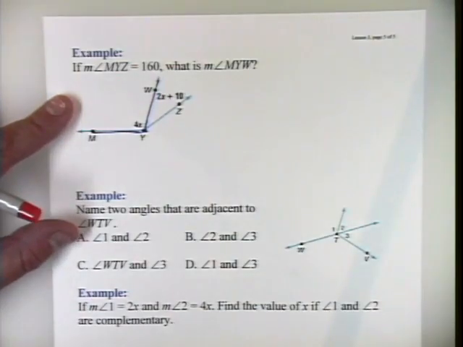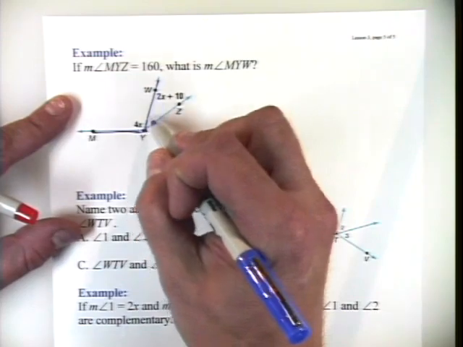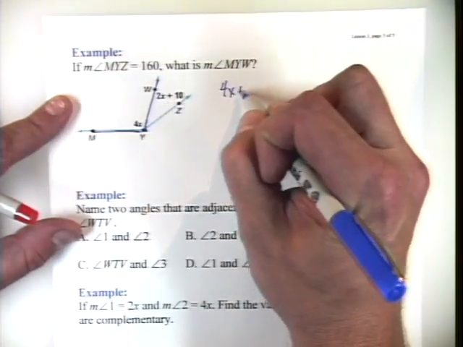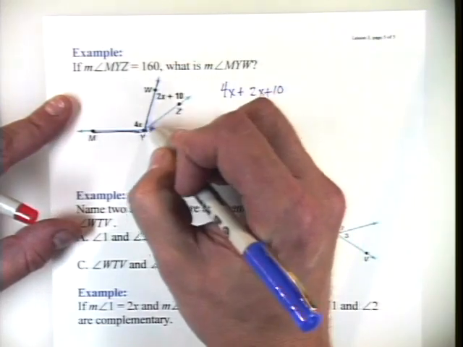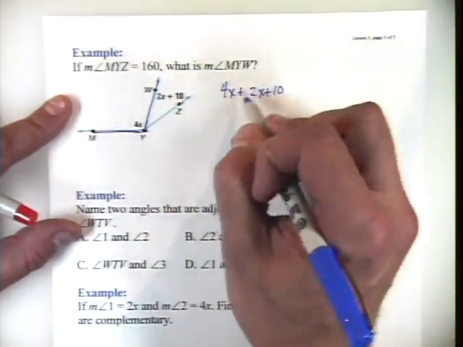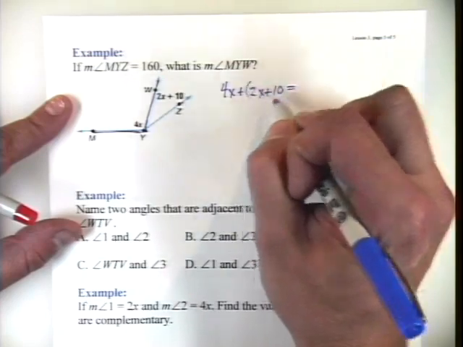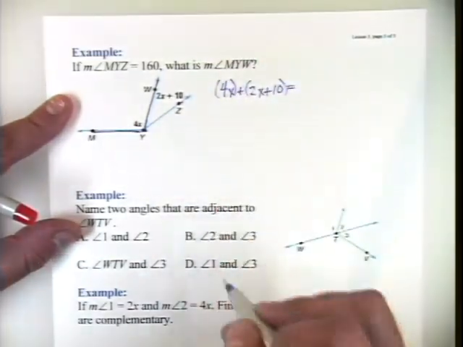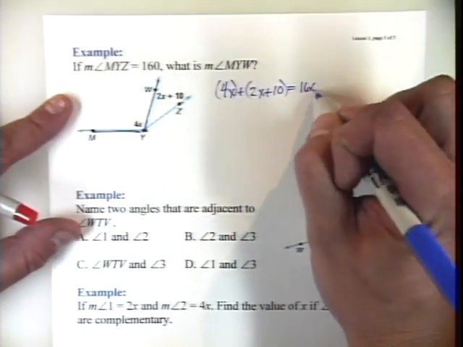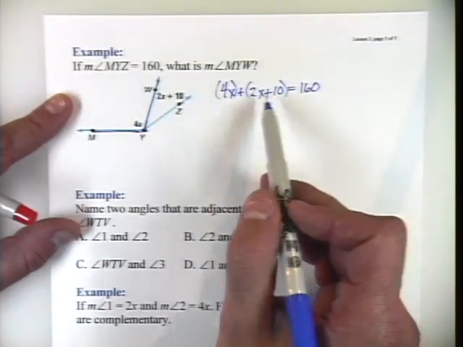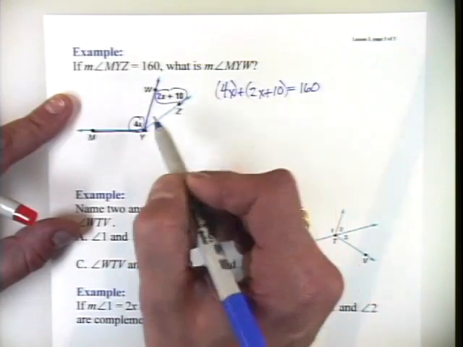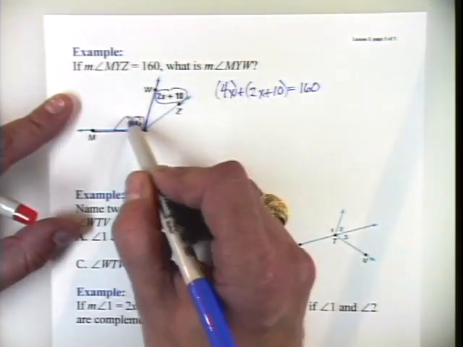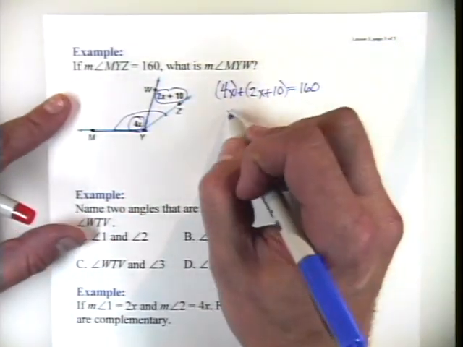How are we going to find that? Well, I know by the angle addition postulate that 4x plus 2x plus 10, the measure of angle WYZ, has to add up to the entire angle MYW, which is 160. So by using the angle addition postulate, I've set up this little algebraic equation. 4x plus 2x plus 10 has to equal the total angle. So now I just do algebra.